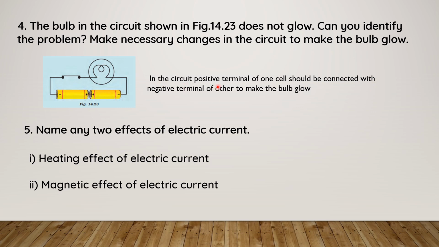In the circuit, the positive terminal of one cell should be connected with the negative terminal of the other to make the bulb glow. Okay, the positive terminal of one cell should be connected with the negative terminal of the other, then only it will work. Then fifth, so this also you can write in your notebook.